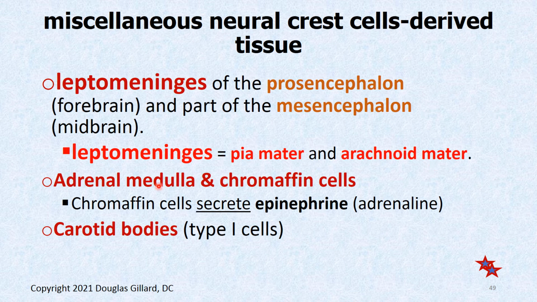The adrenal medulla, I think we said that, as well as the chromaffin cells, which live in the adrenal medulla. The number one cell population in the adrenal medulla are chromaffin cells. Why do we care about them? They secrete something you've heard of, epinephrine. That's where epinephrine comes from, which has many functions.